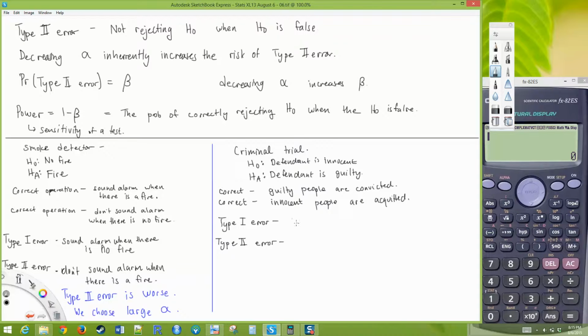So what would a type 1 error be? We have rejected the null when the null is actually true. Convicted a defendant when they're innocent? Yeah, so type 1 error is convicting an innocent person. And a type 2 error would be acquitting a guilty person. Yeah, acquitting a guilty person or letting a guilty person walk free.